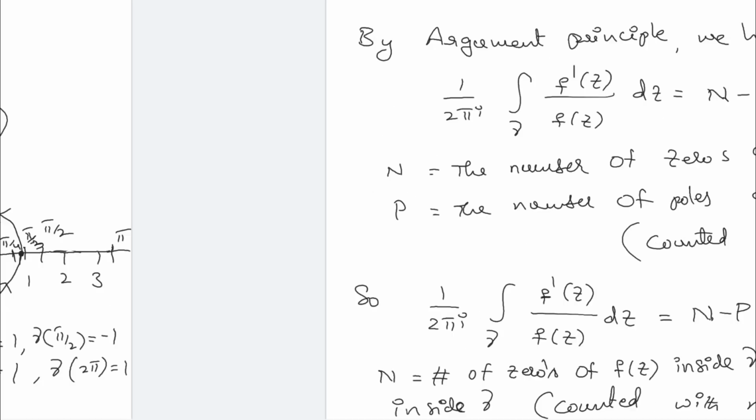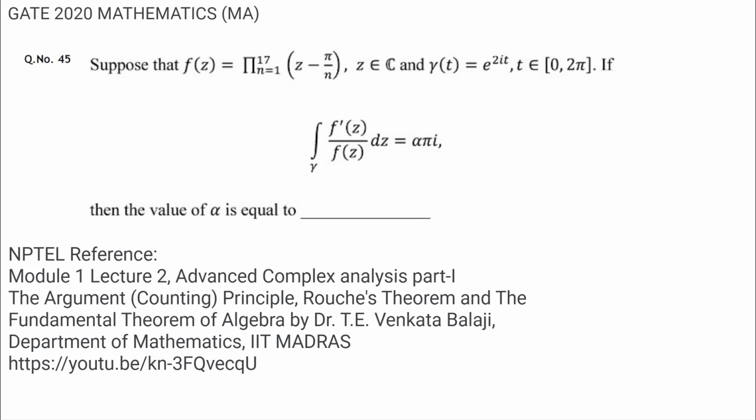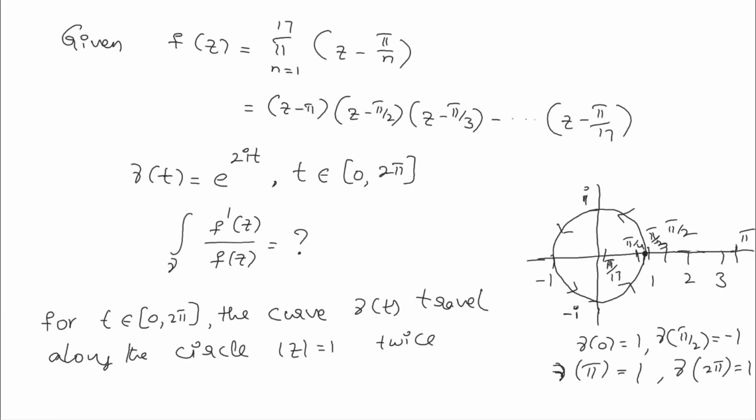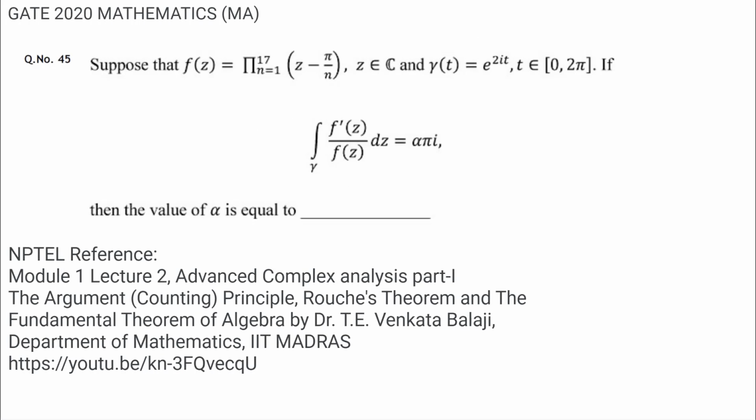In this problem, one may get confused. One can solve through this argument principle, but one can get confused with the number of zeros that we have to count inside this closed curve gamma. Since the curve gamma travels twice along this circle, we have to count the number of zeros twice. Since the argument principle tells us the number of zeros inside gamma counted with multiplicities, that is 2 times the total number of zeros inside gamma. So hence the answer is 56.